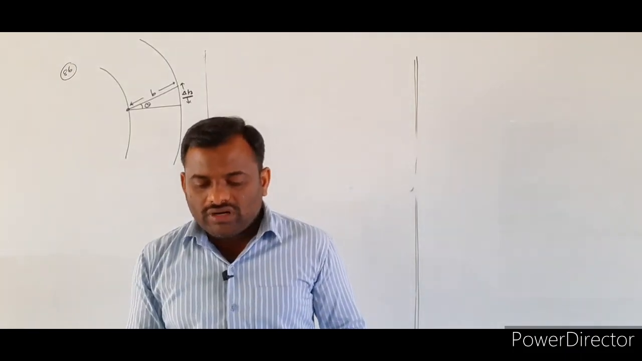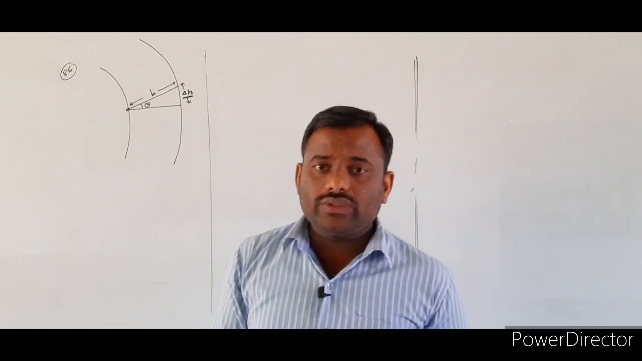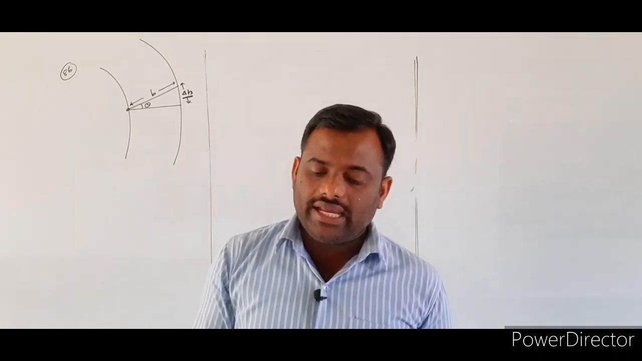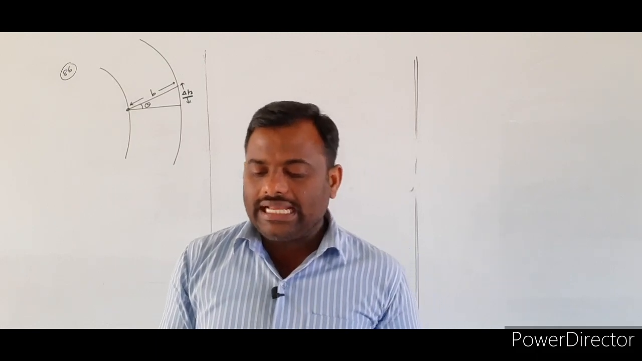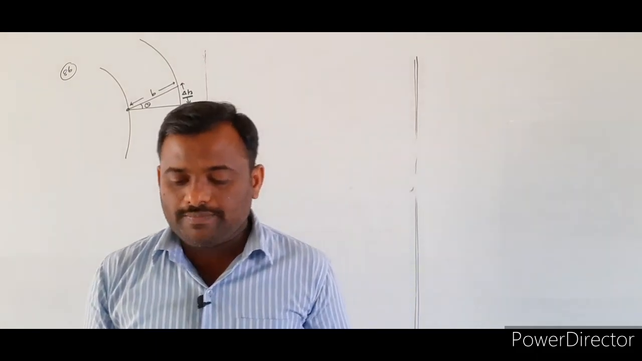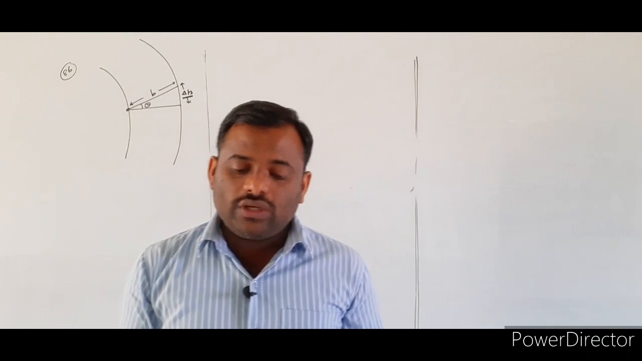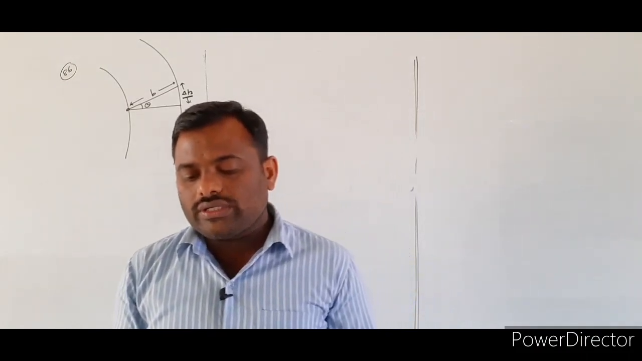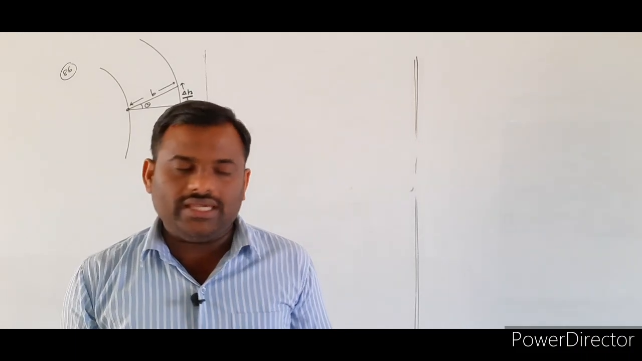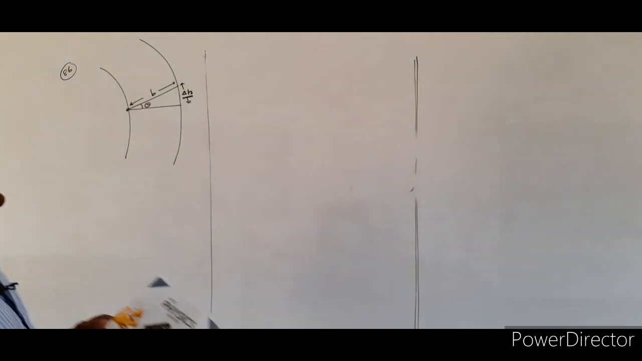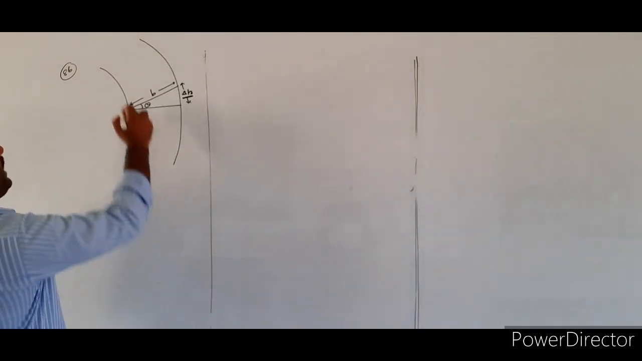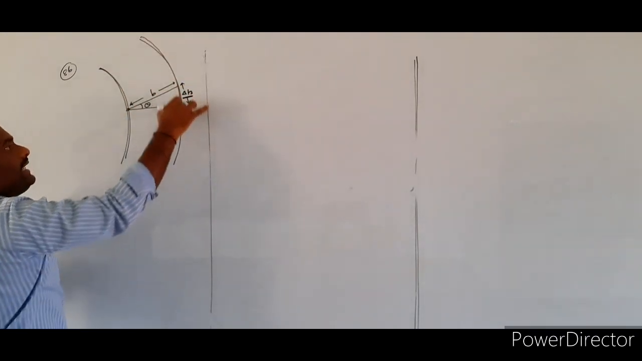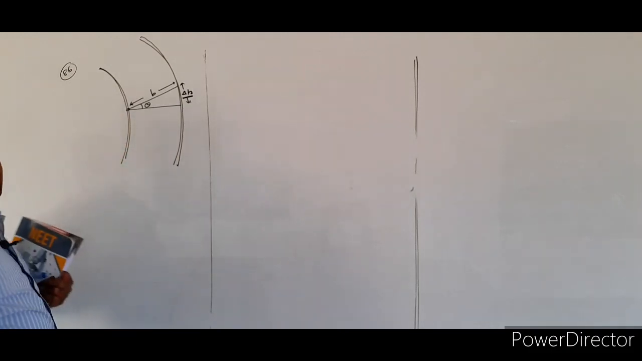Numerical problem number 86. It is related to the banking of the roads. A vehicle is moving with a velocity v on a curved road of width b and radius of curvature capital R. For counteracting the centrifugal force on the vehicle, the difference in the elevation required between the outer and inner edges of the road is? So already we discussed in the concept of the banking. To avoid the skidding of the vehicles on highways, the outer edge will be a little bit raised with respect to the inner edge.